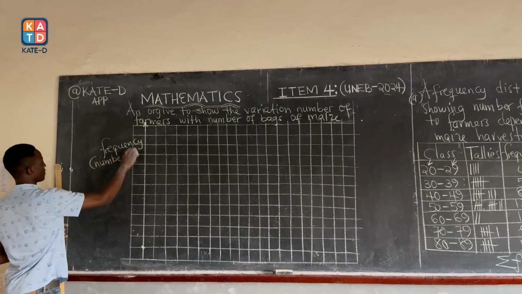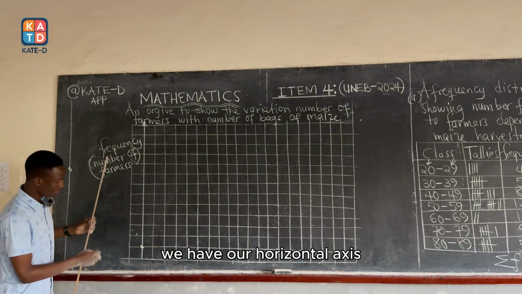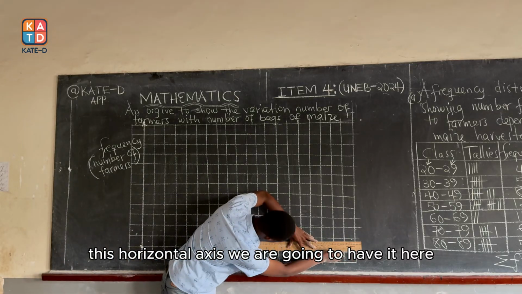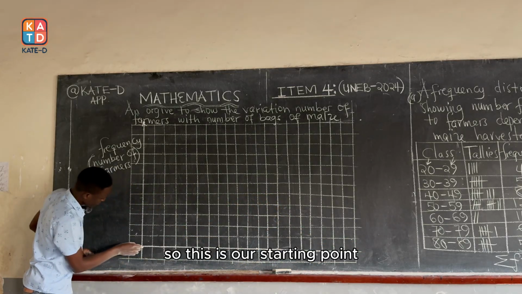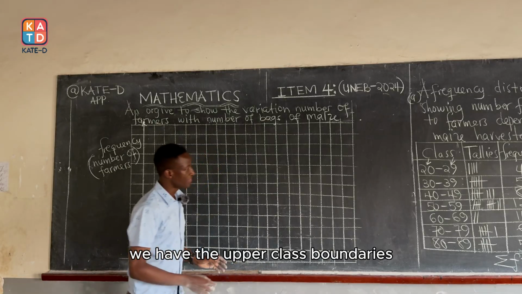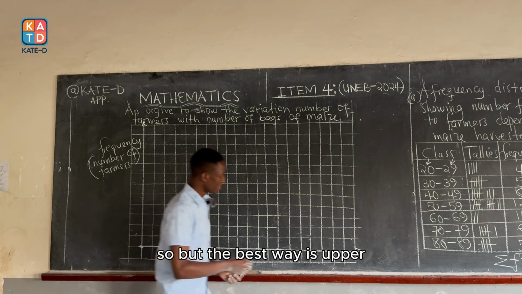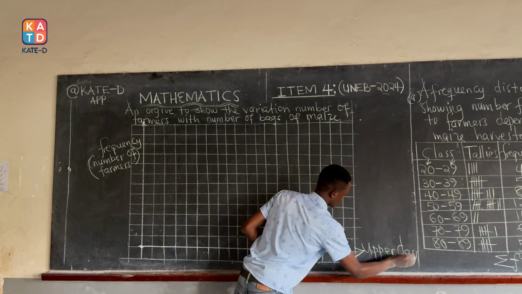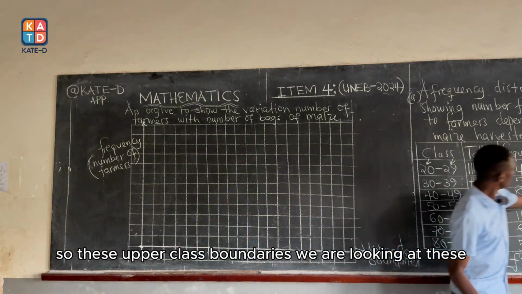Number of farmers. Then we have our horizontal axis. This horizontal axis, we are going to have it here. So this is our starting point. On this horizontal axis, we have the upper class boundaries, or the upper number of bags bounded. But the best way is upper class boundaries. So these upper class boundaries, we are looking at these.